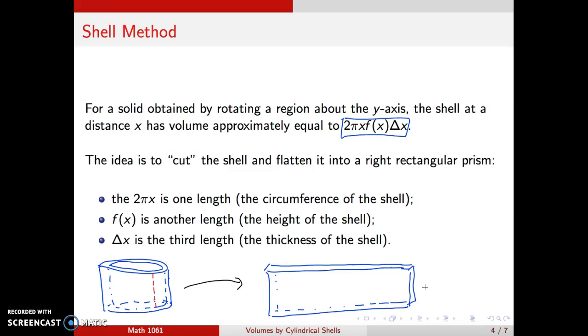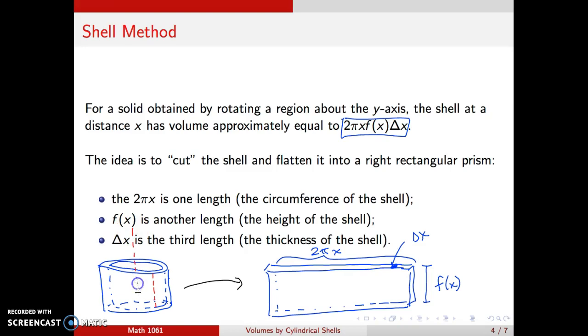So I've got basically a right rectangular prism now, folded out, and I can approximate this width, this length, this little width there, which we'll call delta x. This is the third one on my list here. The height is determined by a function value that we'll see in a second. It's the function that defines the region that's rotated about the axis. And then the 2 pi x would be this length here.